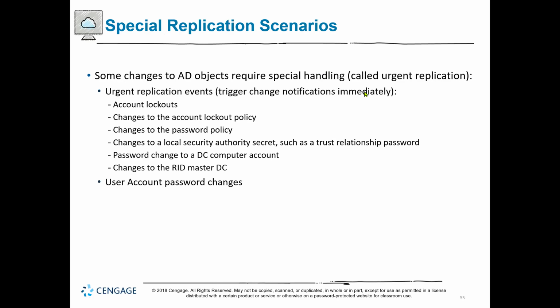Special replication scenarios. Some changes to AD objects require special handling, called urgent replications. Urgent replication events trigger change notifications immediately. These include account lockouts, changes to the account lockout policy, changes to the password policy, changes to a local security authority secret such as a trust relationship password, password change to a DC computer account, changes to the RID master DC, and user account password changes.